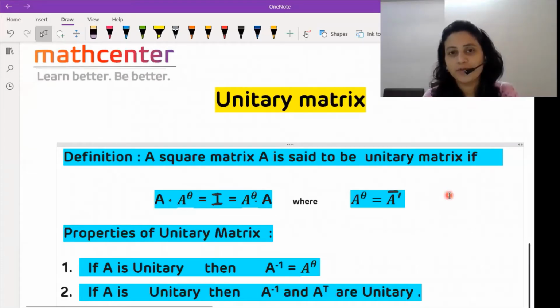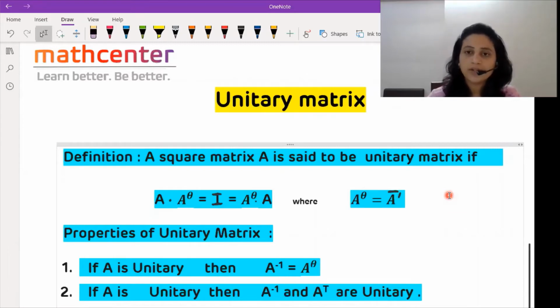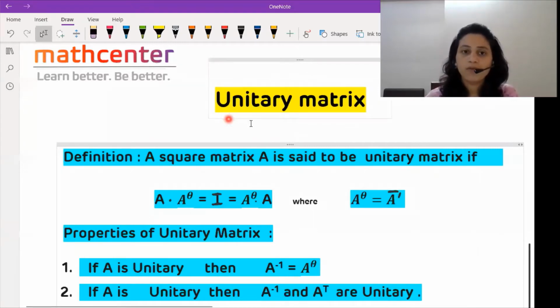In our last video, we have seen what is an orthogonal matrix, some properties of orthogonal matrix, and examples depending upon the properties of the orthogonal matrix. Now in today's video, we are going to see what is a unitary matrix, properties of unitary matrix, and examples of the unitary matrix. Let's see the definition of unitary matrix. So let's start with the definition.